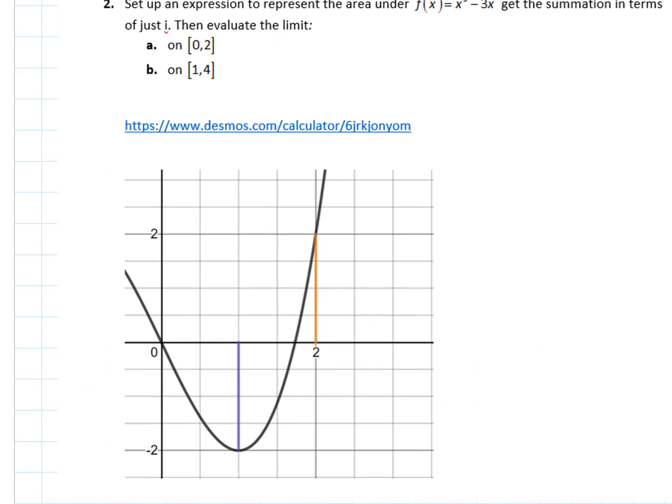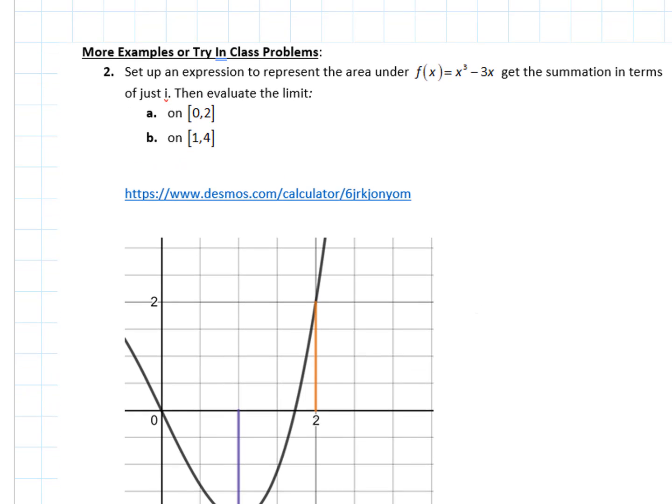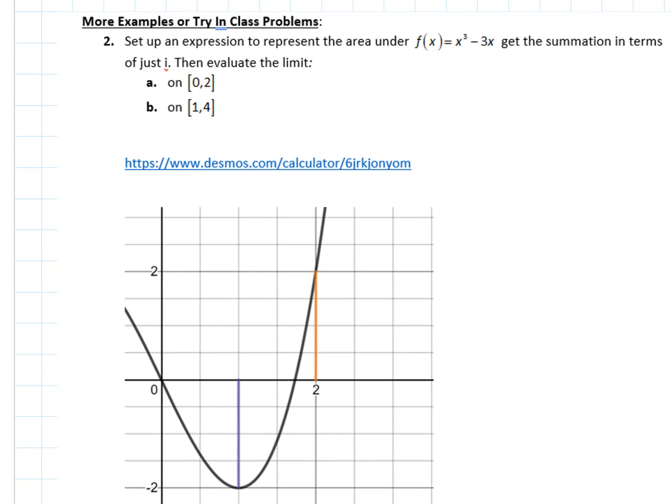I actually have the graph of it right here, pulled this out of Desmos, and let's take a function f of x equals x cubed minus 3x, and let's set up the expression to represent that area and get the summation in terms of just i. Then we'll actually evaluate the limit using our sum rules. I want to look at this from 1 to 2 because that's what I have on the screen. So rather than 1 to 4, let's go from 1 to 2.